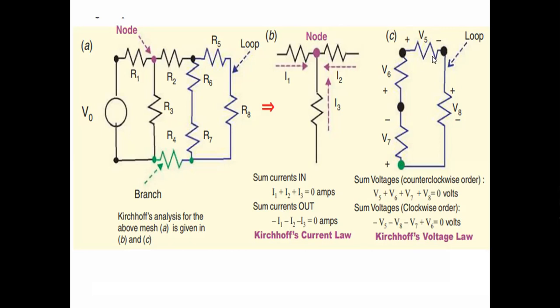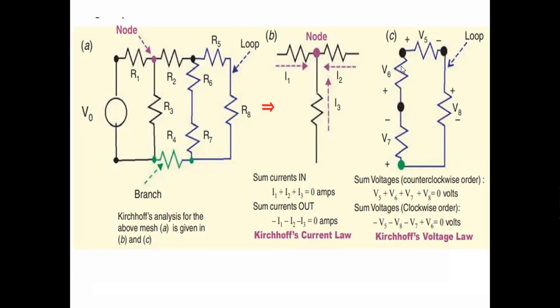And coming to this one, this is a mesh. Remember that Kirchoff's current law, KCL, is applied for the nodes, whereas Kirchoff's voltage law is applied for the mesh. A mesh is nothing but a closed loop. From this point it is closing, so it is a closed loop.